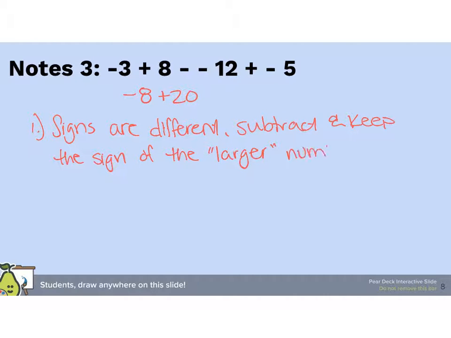I say larger, I mean larger absolute value, because of course negatives are smaller, but if you have more negatives than positives, your answer will be negative. So let me change the color here.